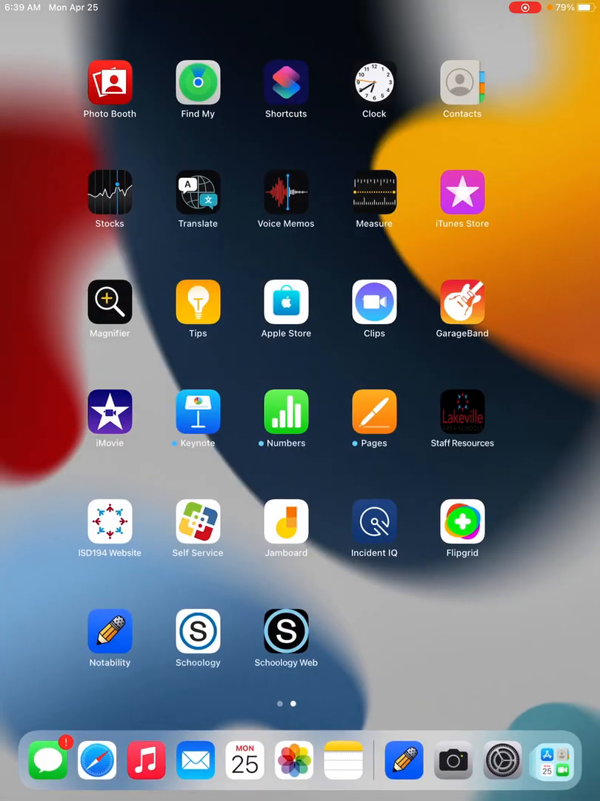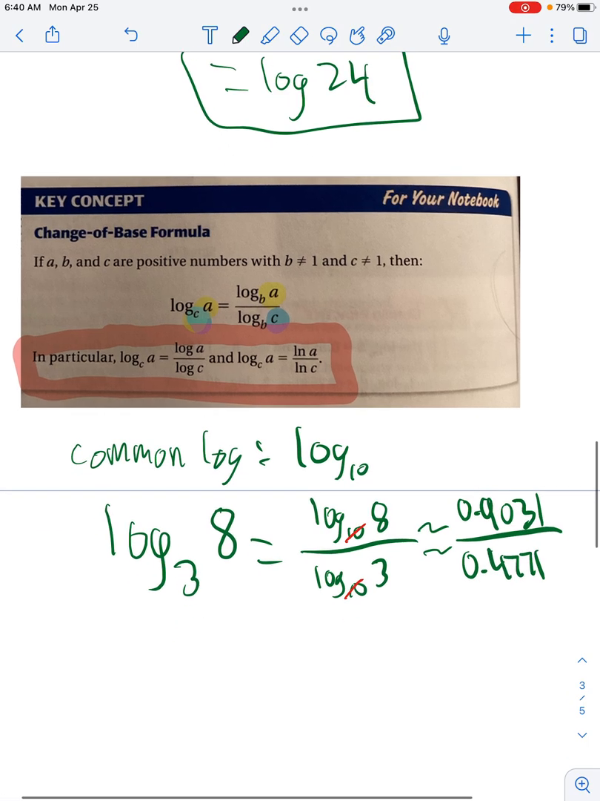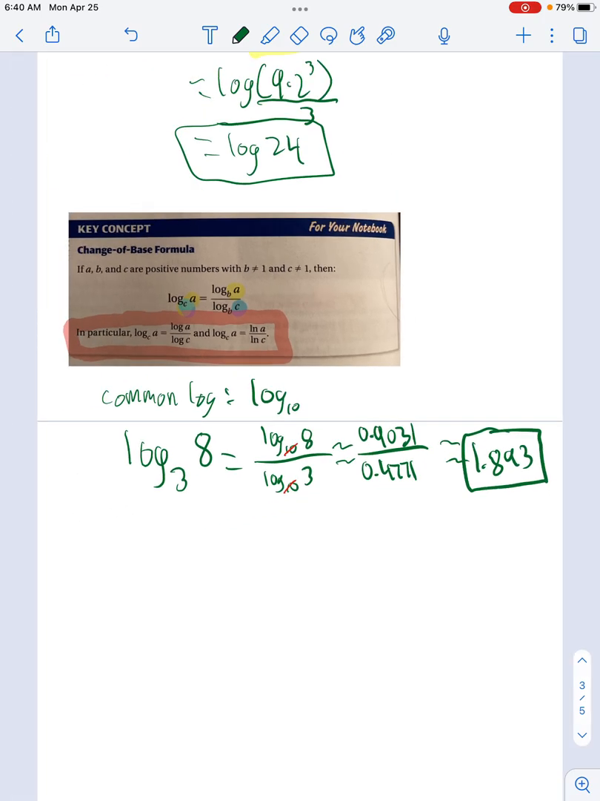Okay, well, if you use your calculator, you will find that log of 8 is about 0.9031, and log base 10 of 3 is 0.4771, and so when you divide those two numbers, you get approximately 1.893.